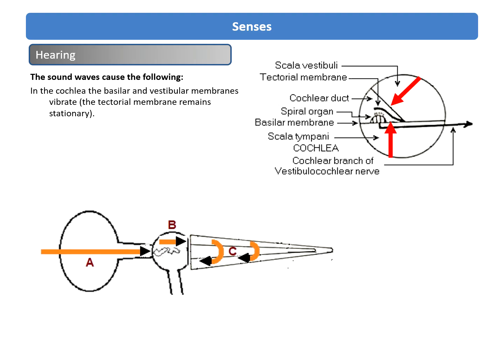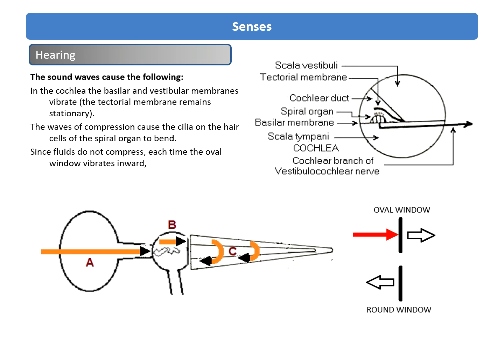Sound waves cause the following. In the cochlea, the basilar and vestibular membranes vibrate. The tectorial membrane remains stationary. The waves of compression cause the cilia on the hair cells of the spiral organ to bend. Since fluids do not compress, and by fluids we mean liquids, each time the oval window vibrates inward, the round window vibrates outward.